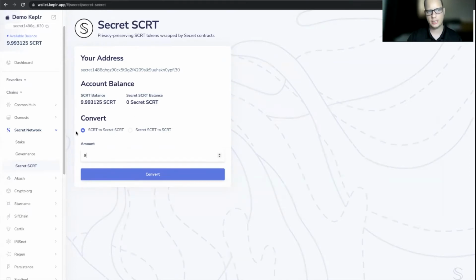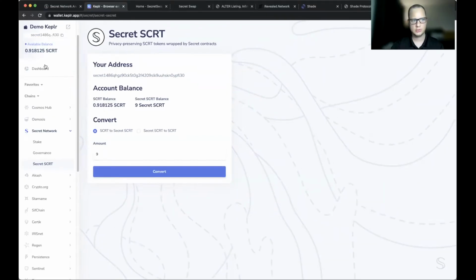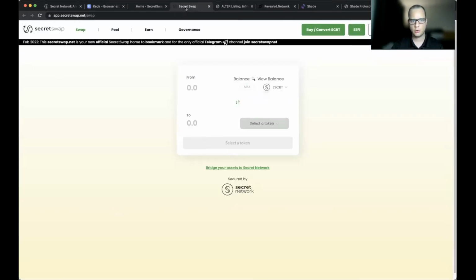So I'll wrap 9 and keep about one whole Secret in the wallet to pay for gas fees. Now you can see that my balance has gone down by exactly 9, and I still have sufficient gas. Now we'll run over to SecretSwap, and we're going to get exposure to the SEFI token in doing this.